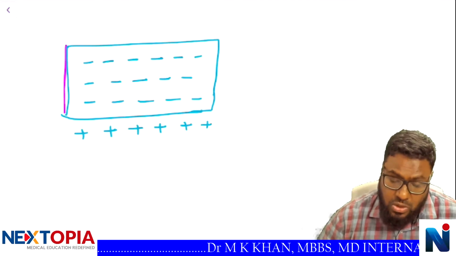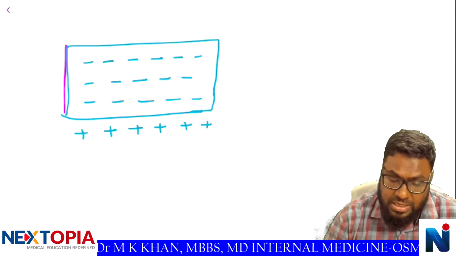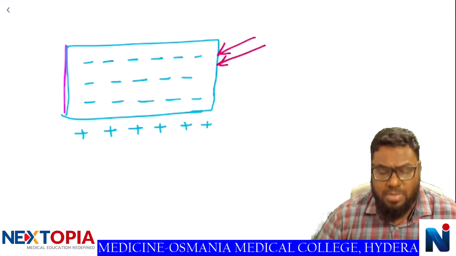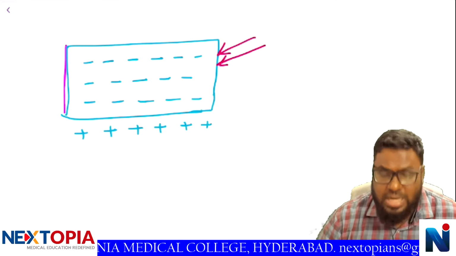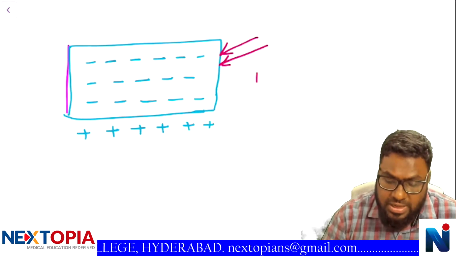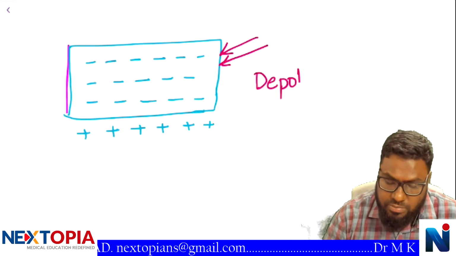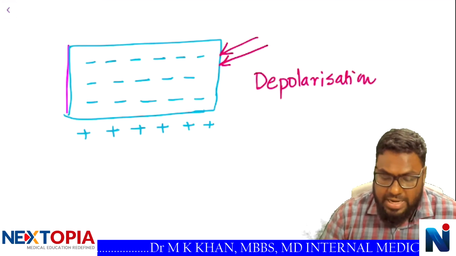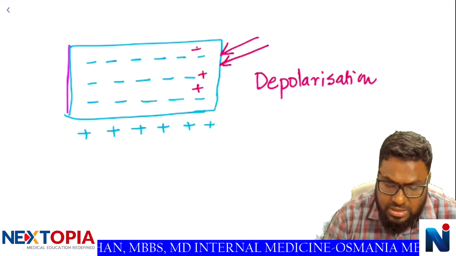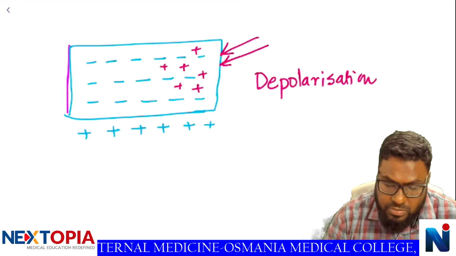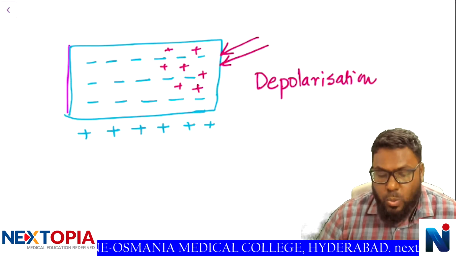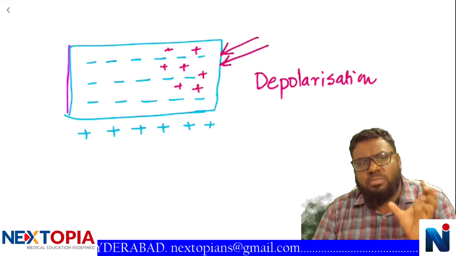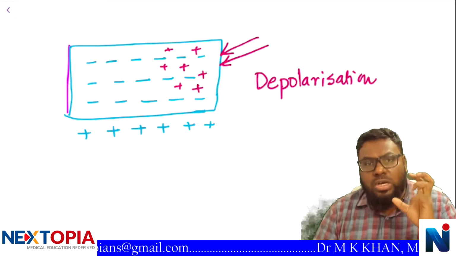Whenever an action potential comes and strikes the muscle membrane at the level of the neuromuscular junction, this polarized state is lost. We call it depolarization. That is, the positive charges will enter into the cell. This occurs for a short period of time, and it has a purpose. The purpose of depolarization in muscle is to cause muscle contraction.